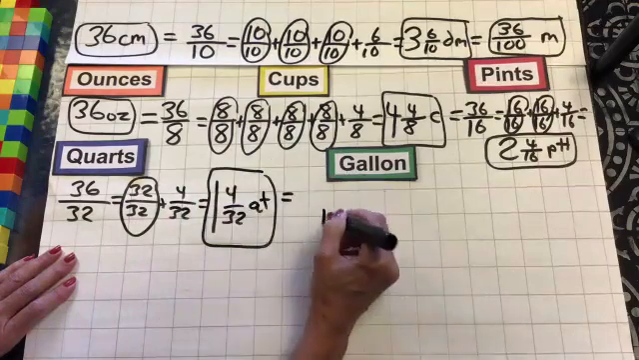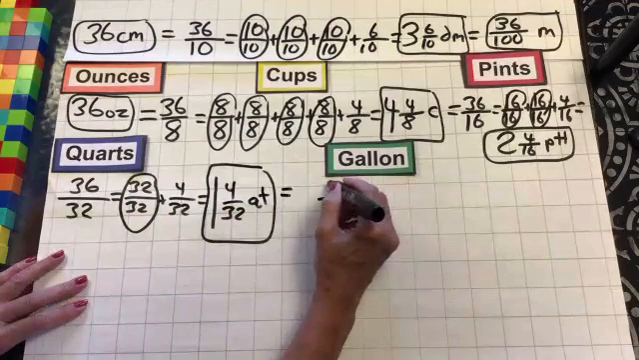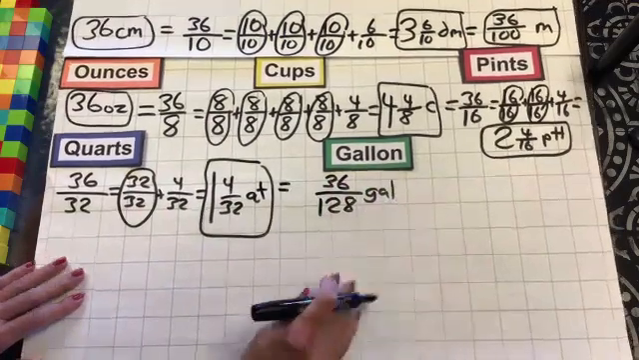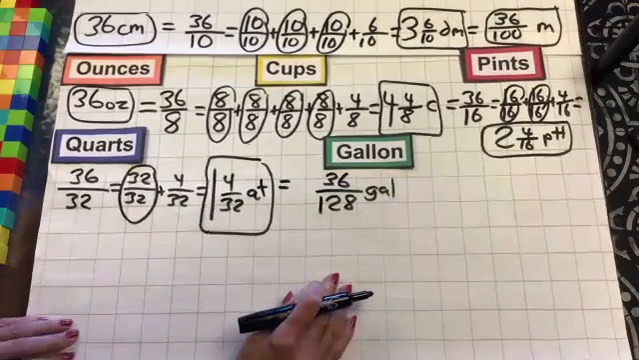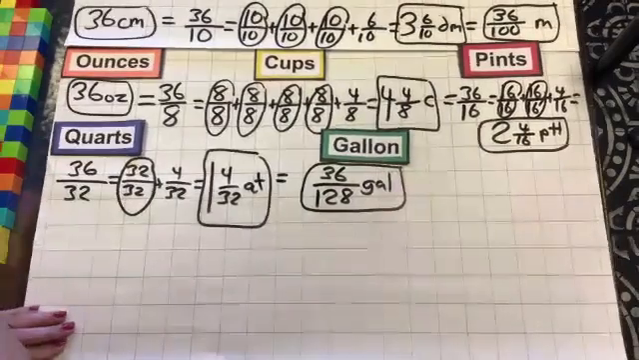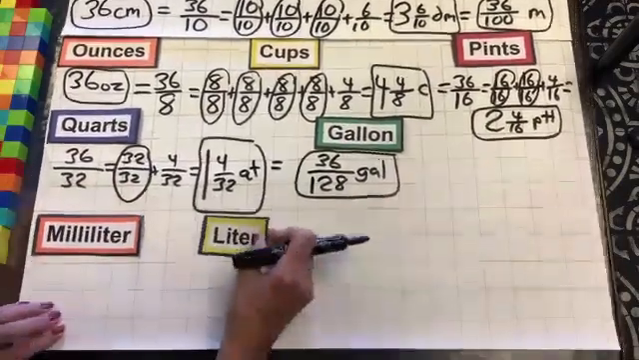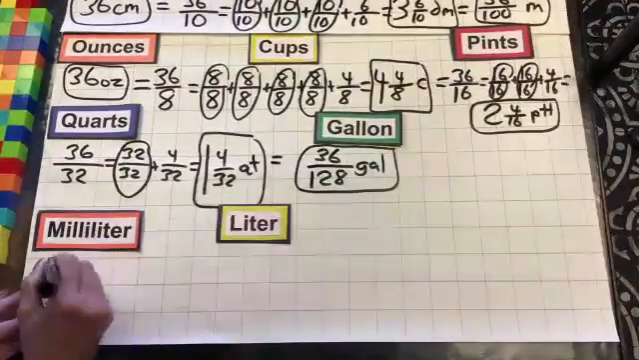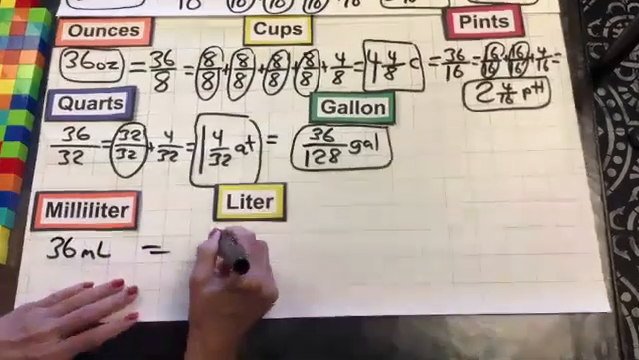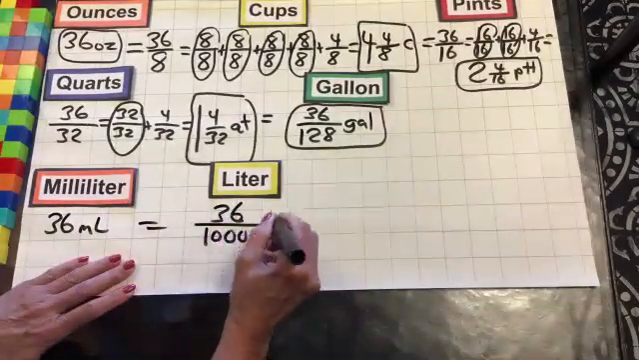And then, of course, it takes 128 ounces to make a gallon. So we only have 36 out of that. So we have 36 128ths of a gallon. All right, last but not least, our metric, milliliter and liter. So we have 36 milliliters, which equals 36 thousandths of a liter.